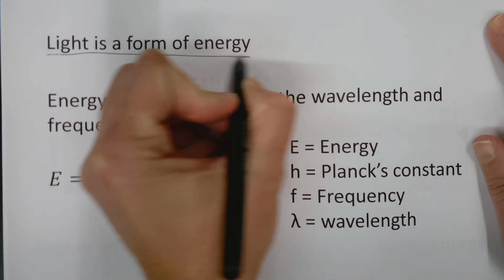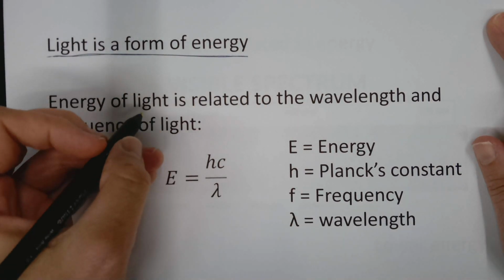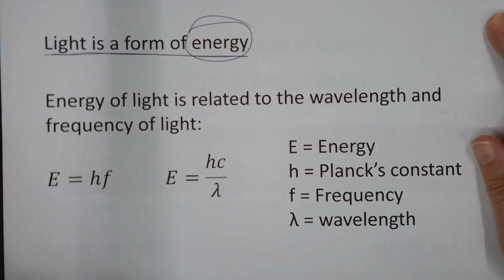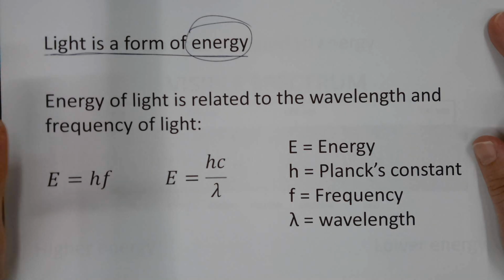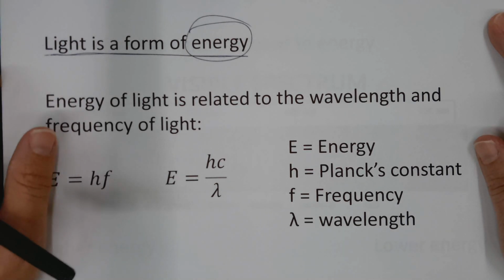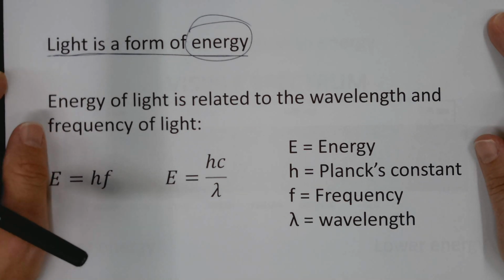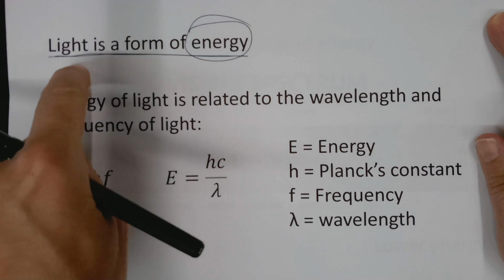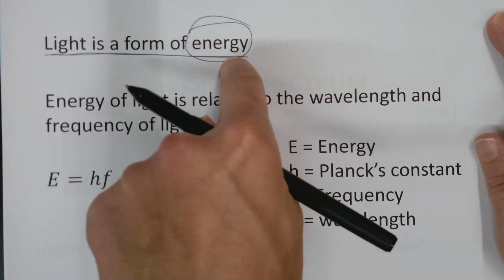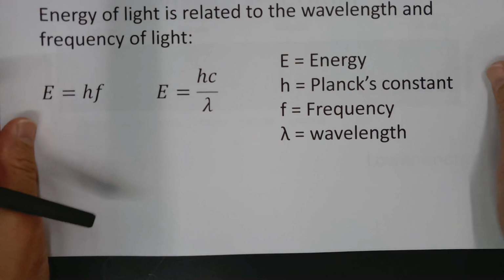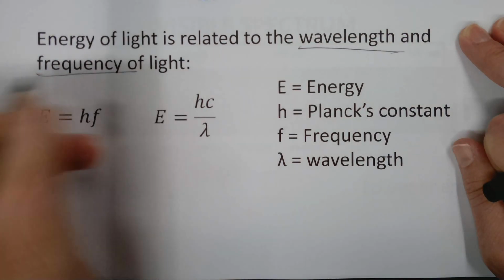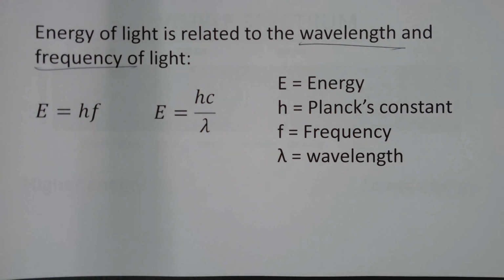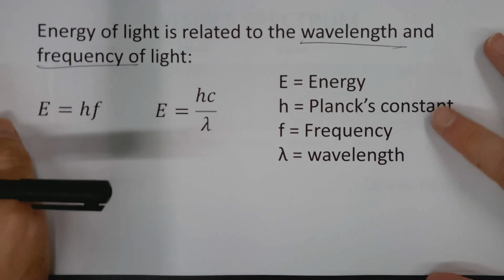So if I ask you, what is light? I'm looking for one word. Light is energy. Okay? And it's a form of electromagnetic radiation. And so it's similar to radio waves and microwaves and X-rays and all of that. But at the end of the day, light is energy. And the energy of light is related to the wavelength and the frequency of light. And so we have a couple of equations that relate wavelength and frequency to the energy of light.